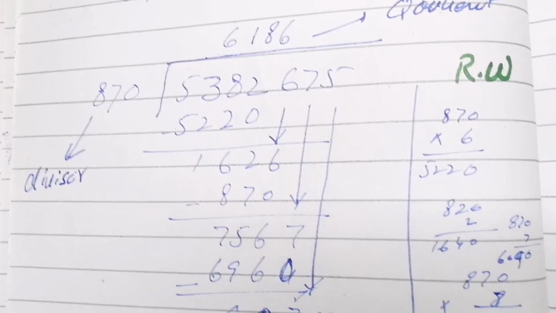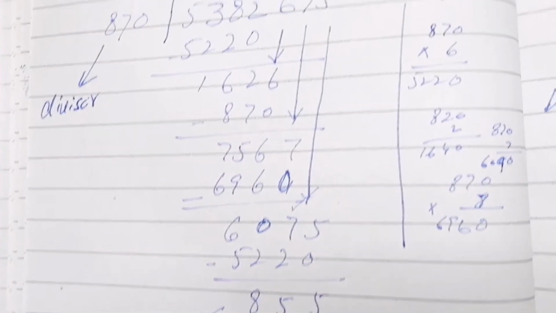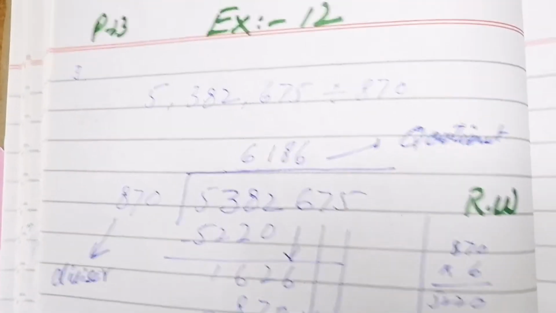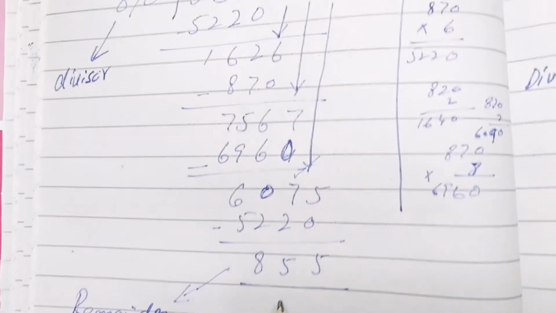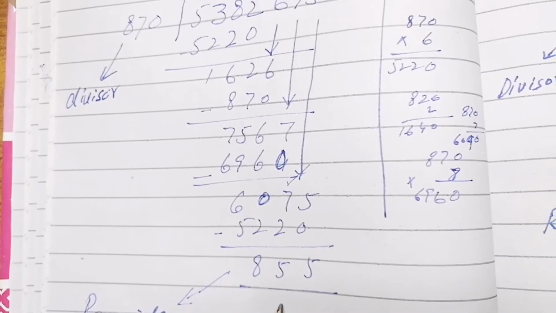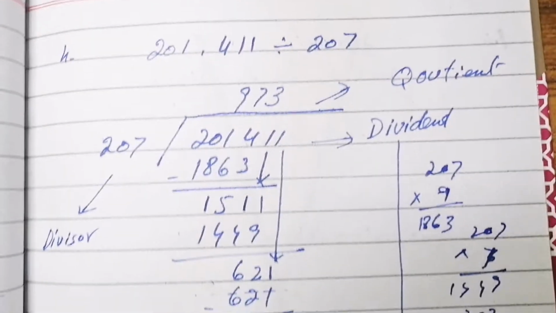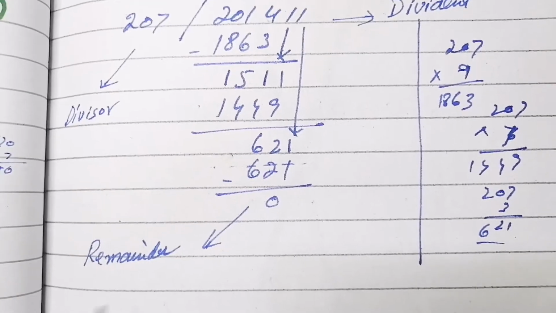This is page number 13. Always the numbers left are called remainders. So here, 855 is smaller than the divisor, that's why 855 will be the remainder. Here in this question there is no remainder, 0 is there, so we'll write 0 remainder.